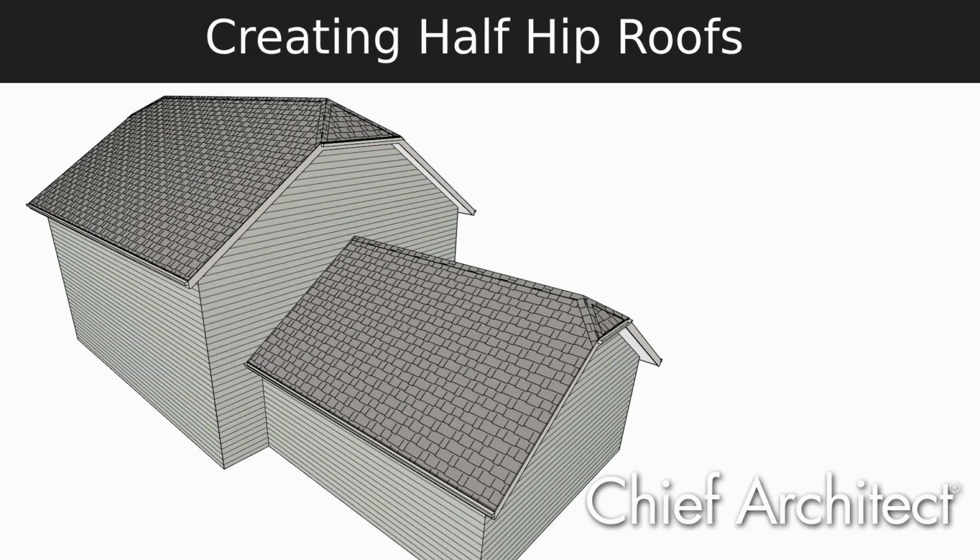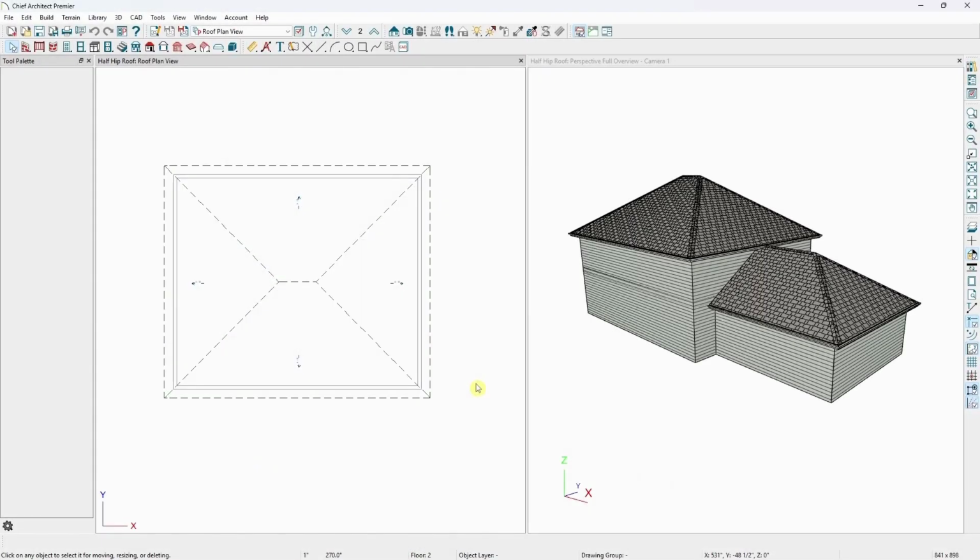In this video, we're going to cover how to create and customize a half-hip style roof using the automatic roof tools. In order to generate a roof, there needs to be a structure for Chief Architect to build a roof over. This requires using the wall tool to create an enclosed room. Once an enclosed room is created, Chief will automatically generate a roof over the structure.